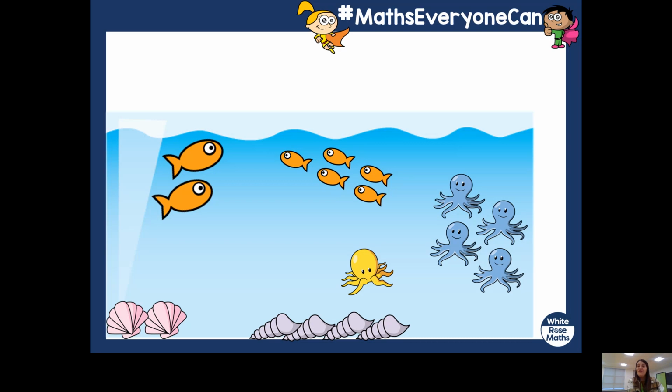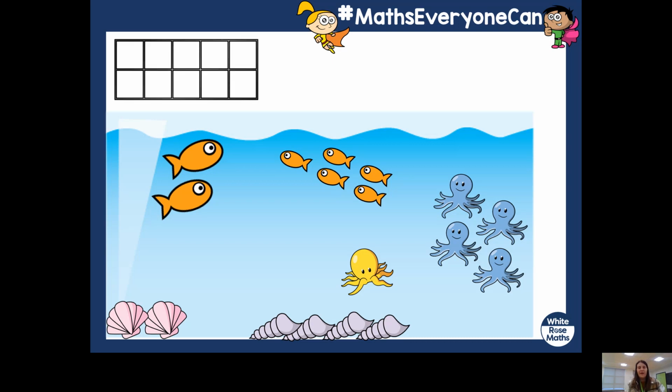Now, I would like you to have a look at the shells. We have some pink shells and some purple shells. How many have we got all together? So we're going to use our tens frame to help us represent this again. How many pink shells have we got? We have 2. So I have put 2 red counters in our tens frame. How many purple shells have we got? Excellent. There are 4 purple shells. So I'm going to put 4 yellow counters inside our tens frames. So how many shells have we got all together? Excellent. We have got 6.